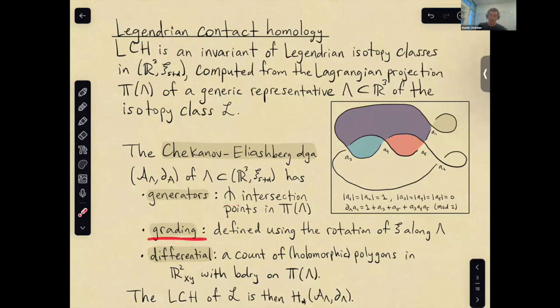I don't want to describe the grading, but you can do this completely combinatorially from the diagram. And what it's measuring is the rotation of your contact planes along your Legendrian lambda. And then the differential is just some count of polygons in the Lagrangian projection. So in this example that's embedded in the slide, just one example of a differential is given. This is the differential of A1.